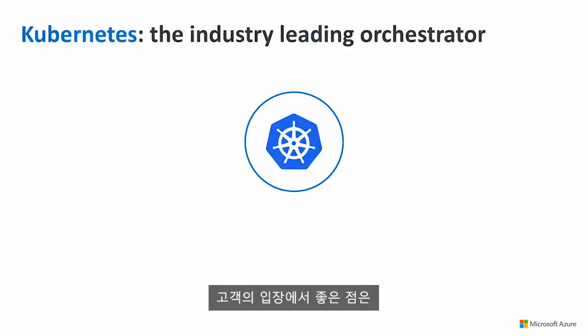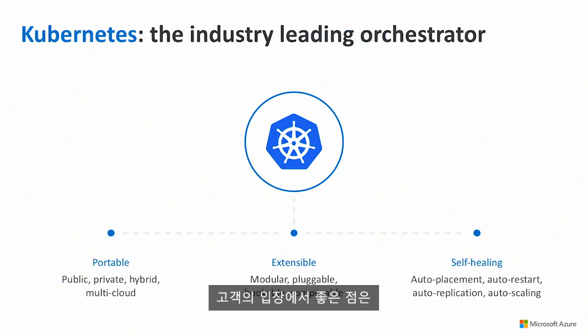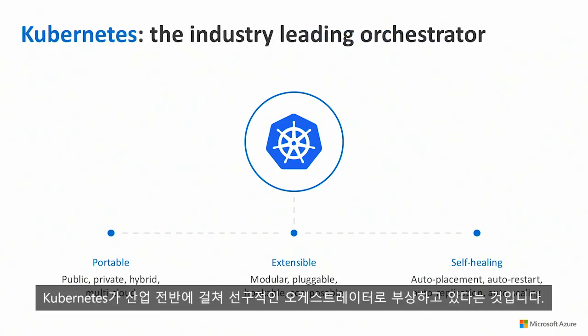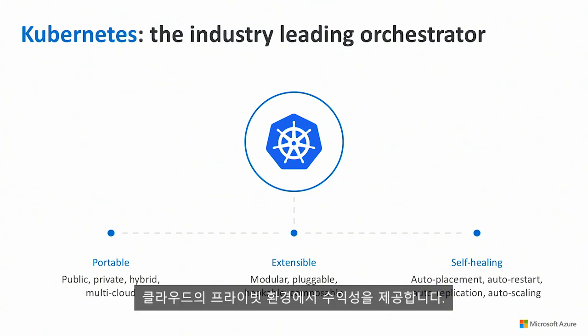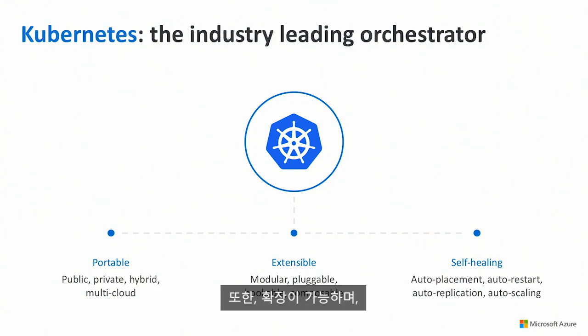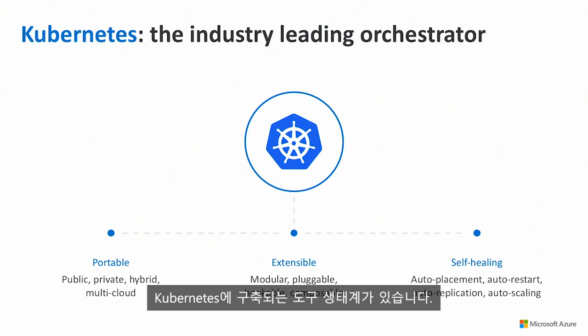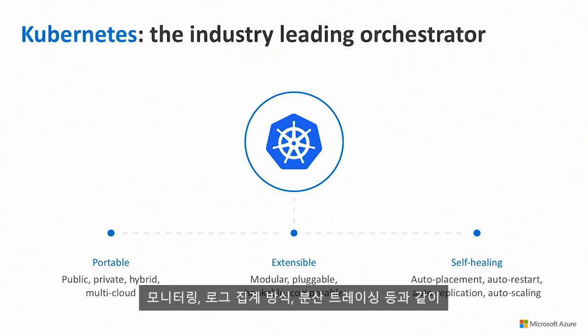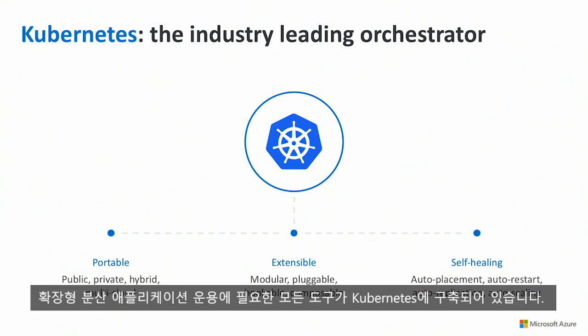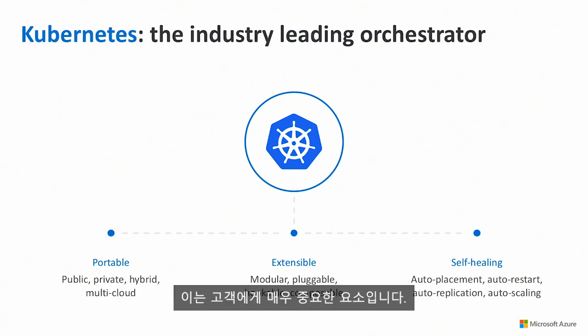Now, what's nice from the standpoint of customers is that Kubernetes has really emerged as the leading orchestrator across the industry. There's a lot of reasons for this. It offers great portability across your on-prem environments and in the cloud. It's also extensible. There's a whole ecosystem of tooling that's being built up in and around Kubernetes, all inside the Cloud Native Computing Foundation generally, but things like monitoring, how you do log aggregation, distributed tracing, all the stuff that you need to operate distributed applications at scale is being built with Kubernetes in mind now. And that's important for customers.